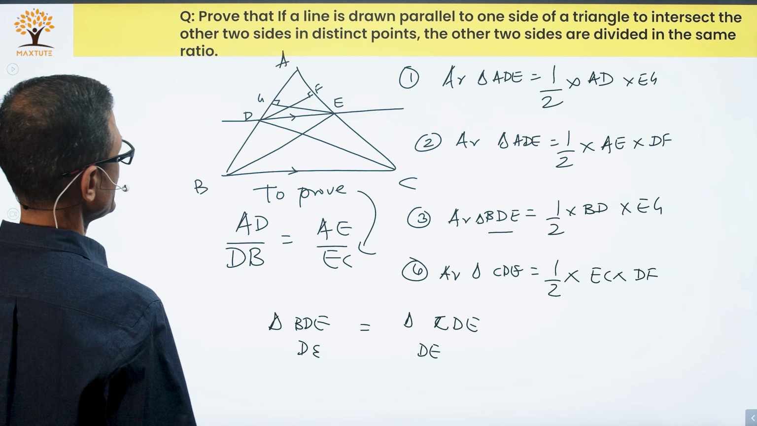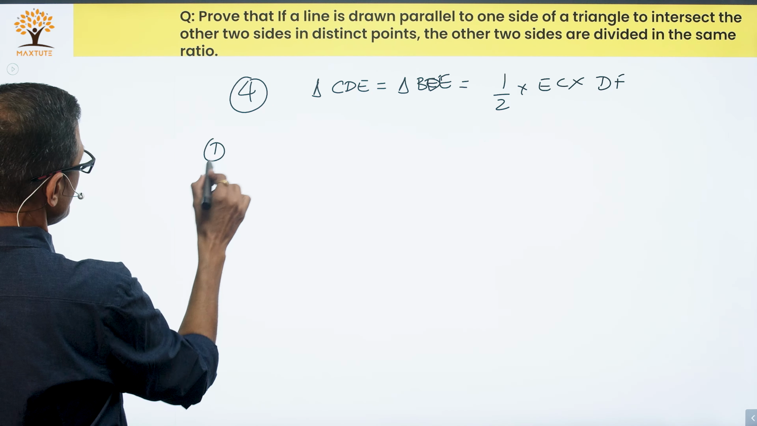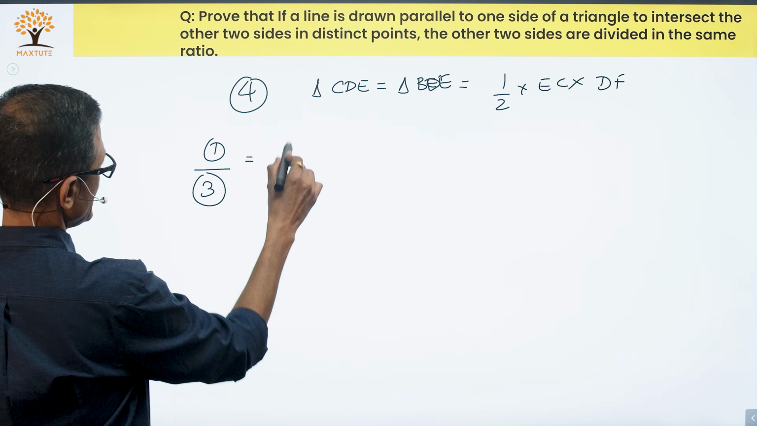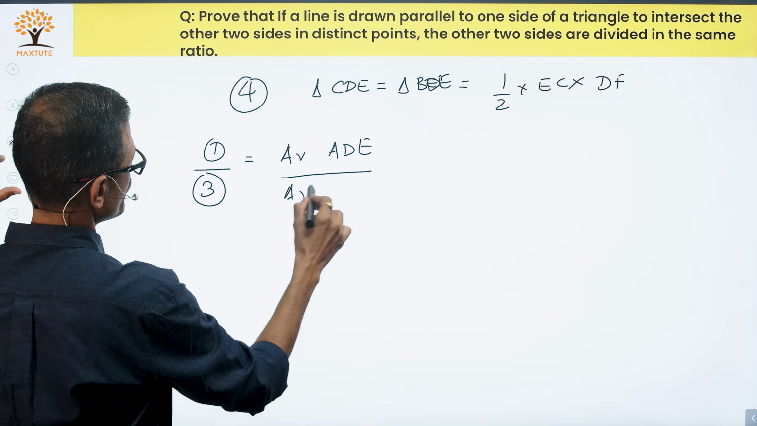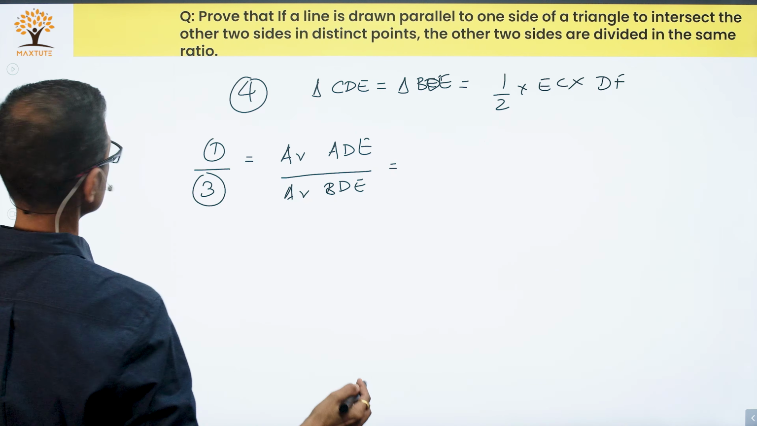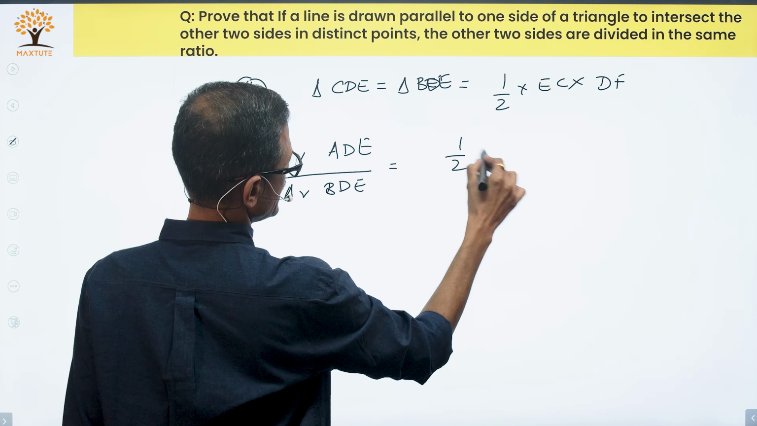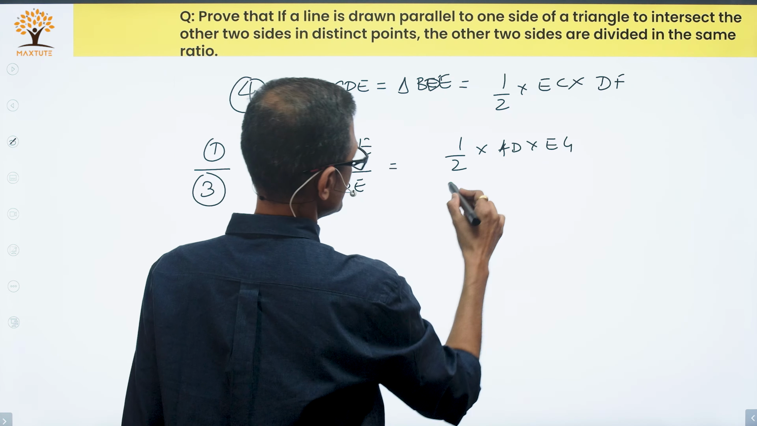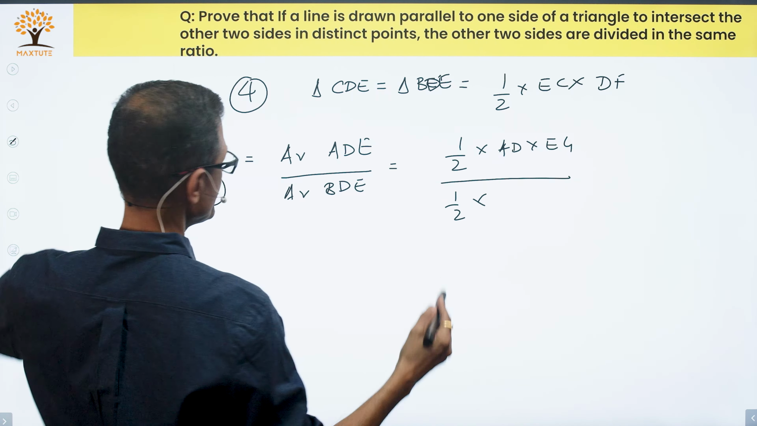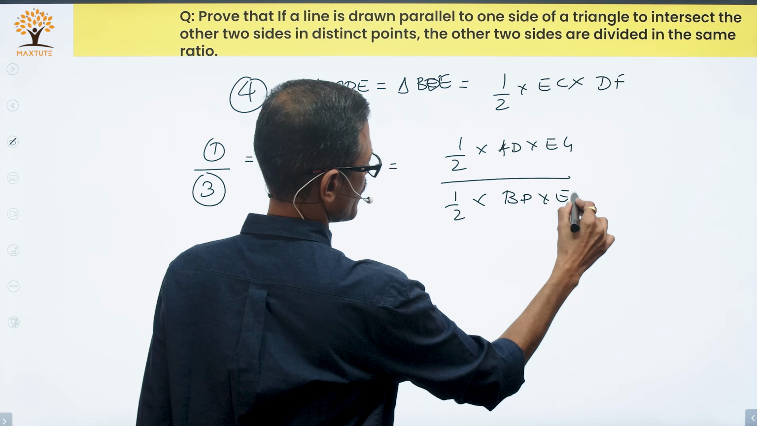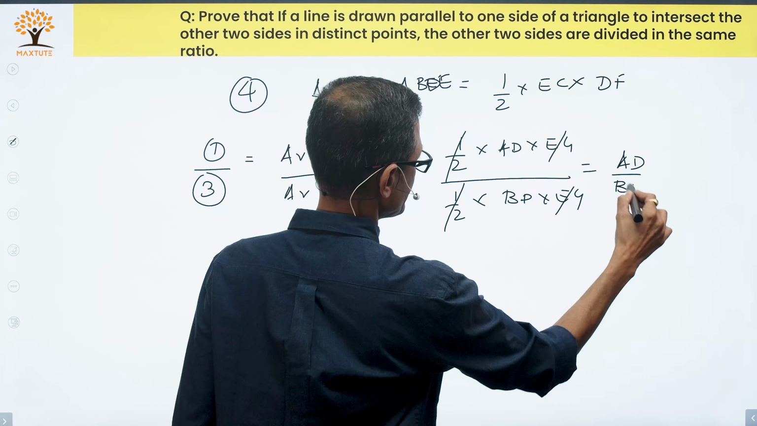Now look at it. I'm going to look at ratio of 1:3. Area of triangle ADE to area of triangle BDE, 1 divided by 3 is what I'm writing. This is area of triangle ADE divided by area of triangle BDE, which is equal to half into AD into EG divided by half into BD into EG. Half gets cancelled with half, EG gets cancelled with EG, so we get AD by BD.